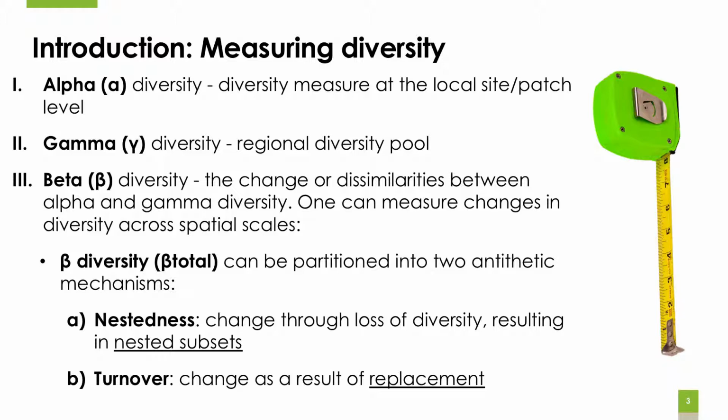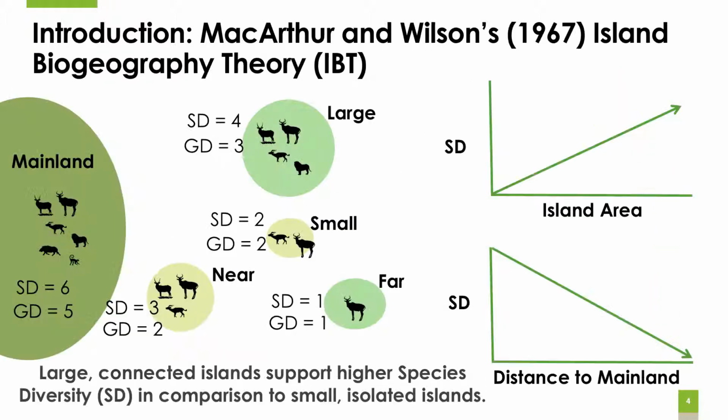alpha and gamma diversity. Beta diversity can be partitioned into two antithetic mechanisms, namely nestedness, which is the change or loss of diversity resulting in a nested subset of what you started off with. There's also the effect of turnover, which is essentially the replacement of what you started off with originally.